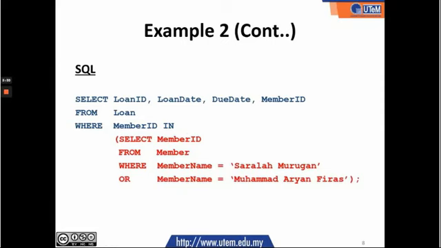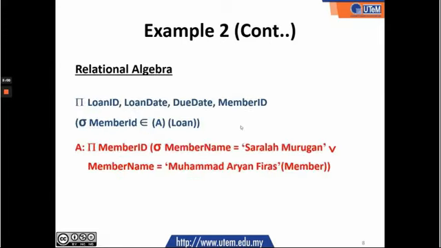Next, we need to know the function of this statement. As we learned in example number 1, this statement is the outer query that receives input from the inner query. This outer query will get the loan details from the loan table that has member ID 3000 and 1015.